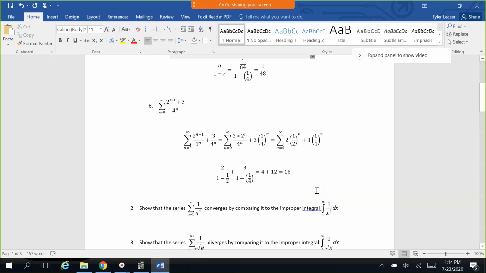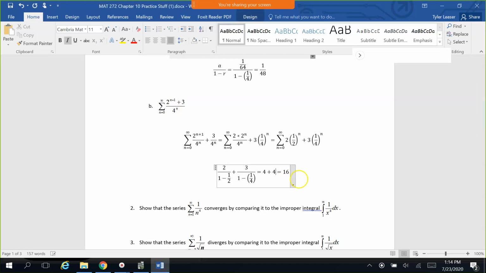That can't be right. No, I messed it up somewhere. I think this is a 4. I think it comes out to be 8. 4 plus 4, 8. That looks a lot better. So this infinite sum, if you were to take all of the terms all the way to infinity and add them all together, adds up to be exactly 8.